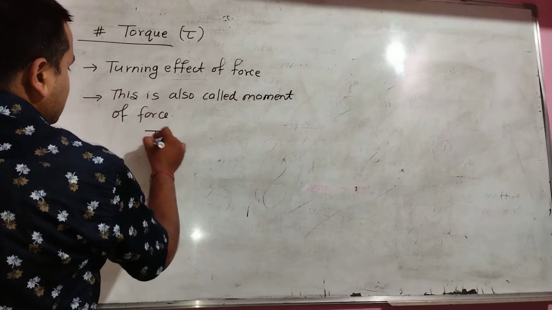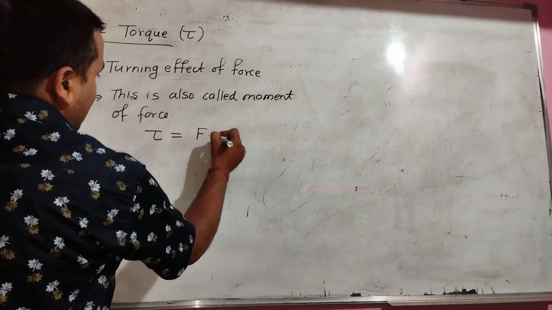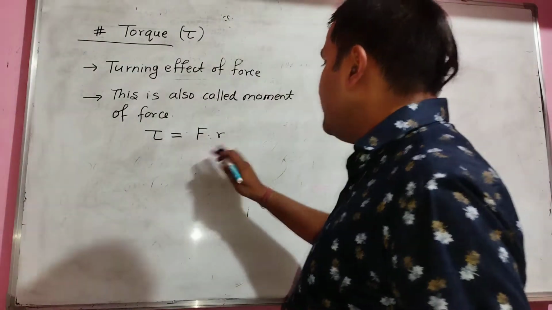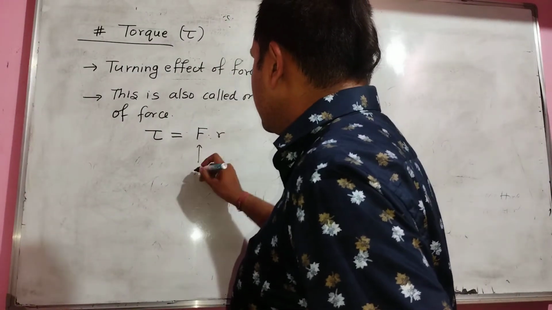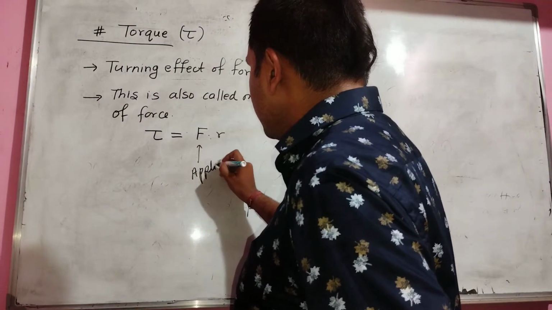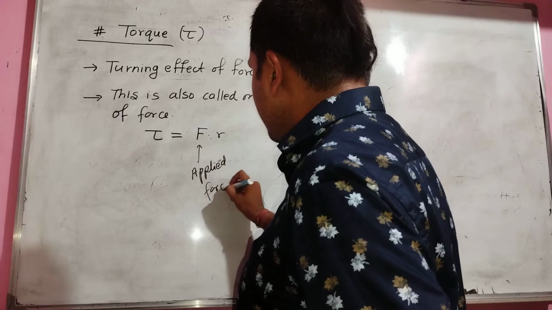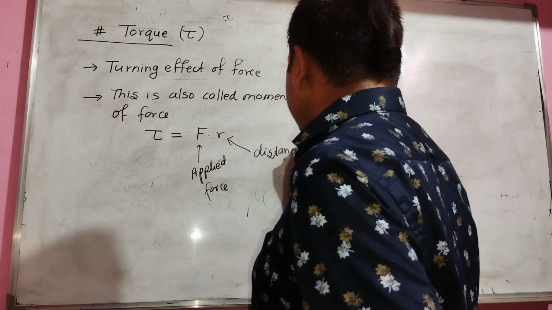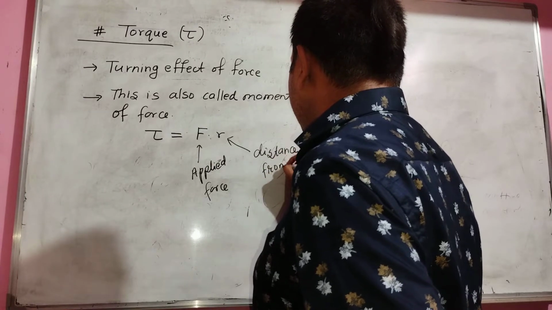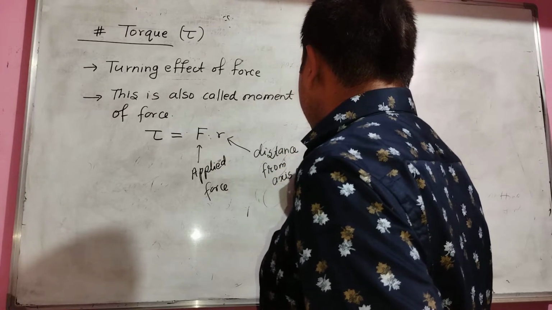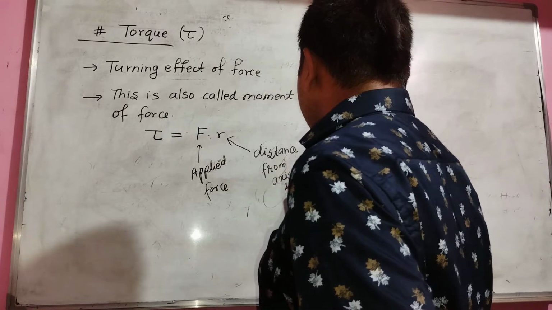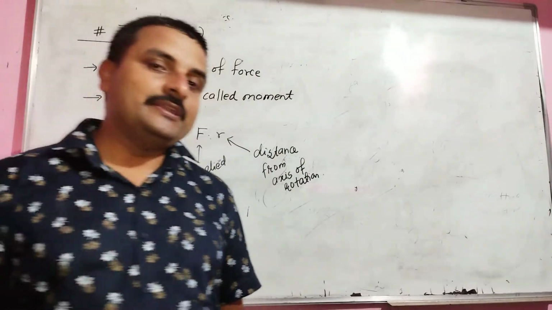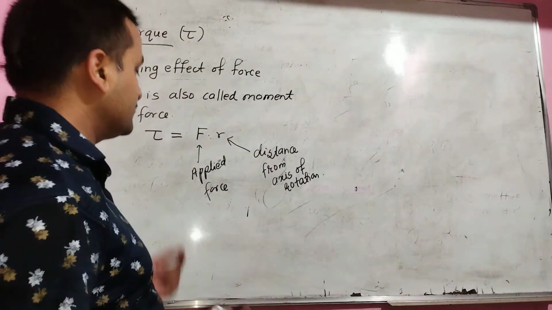So that means tau is equal to F times R, where F means applied force, and R is the distance from the axis of rotation. Actually, torque is a vector quantity.